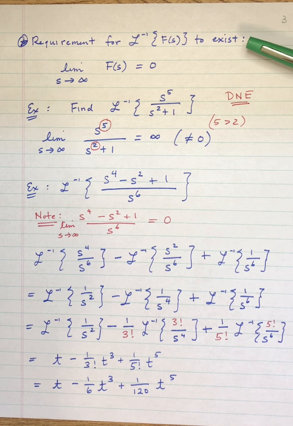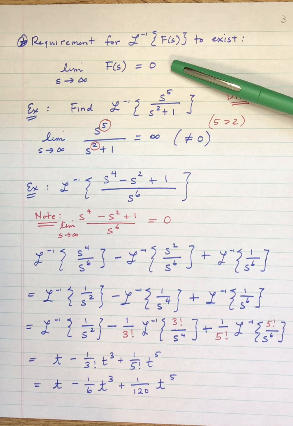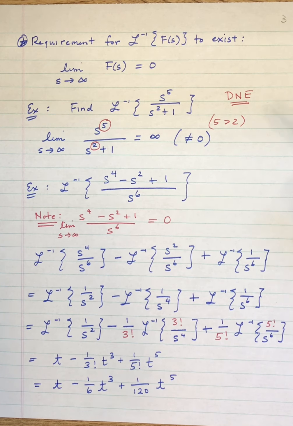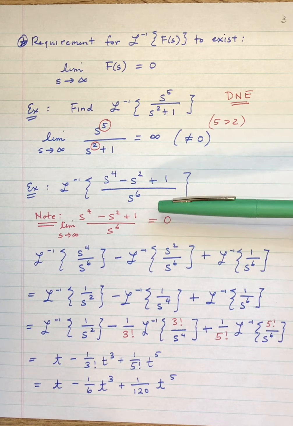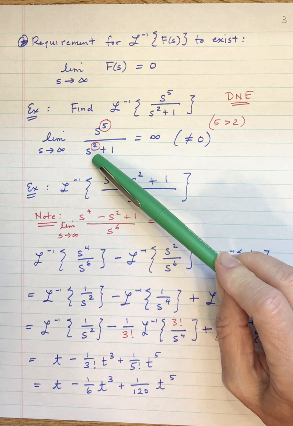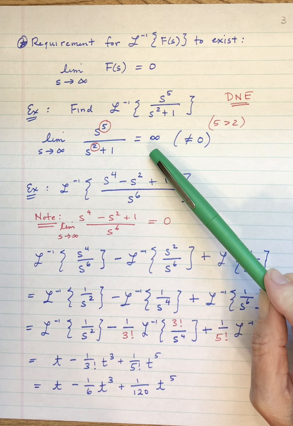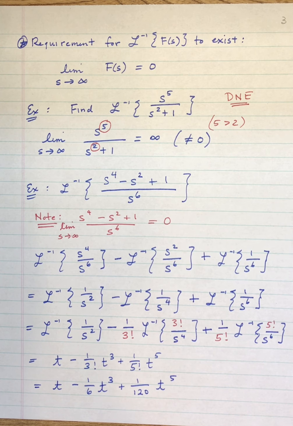Now, in order for the inverse Laplace transform to exist, we need the limit as s approaches infinity of F of s to be 0. So for example, if I ask you what's the inverse Laplace transform of s to the 5th power over s squared plus 1, you would tell me it does not exist. Why? Because the power in the numerator is the 5th power, the power in the denominator is 2, that power is larger, so this limit's going to go to infinity, which is not 0. It has to be 0. So if you think back to all the formulas in our tables, the limit as s approaches infinity of all those expressions is 0, like 1 over s minus a, 1 over s squared plus k squared, things like that.